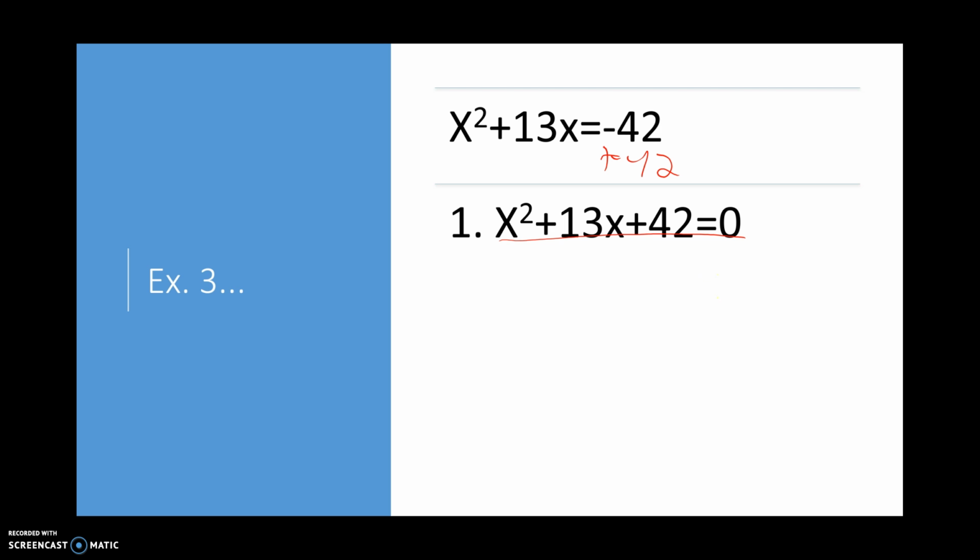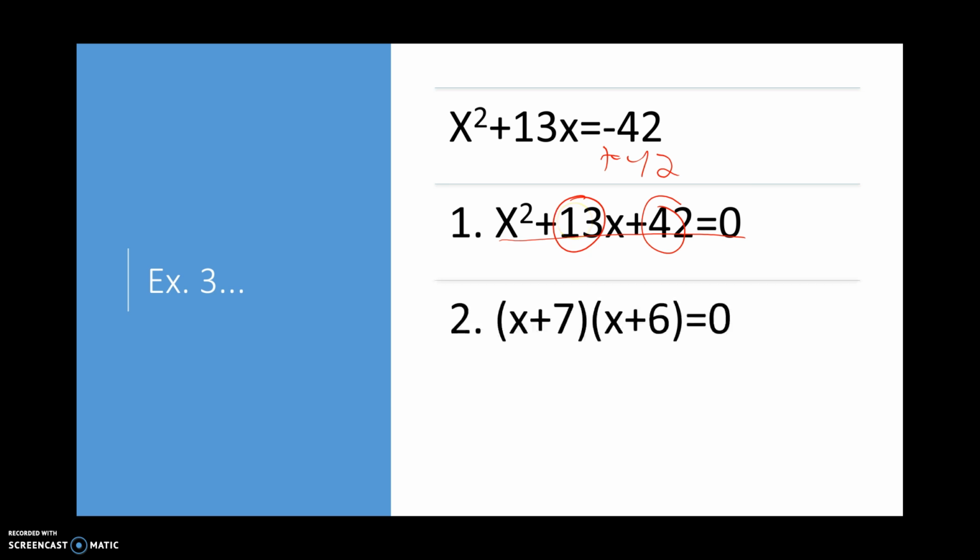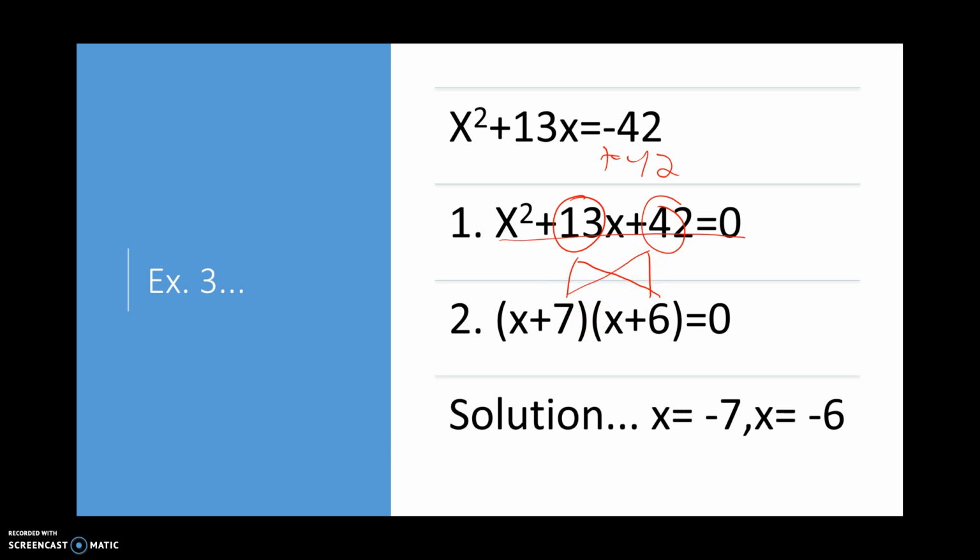Now what we're going to be doing is factoring. What times something else equals 42, but those two numbers added equals 13? The thing that comes to mind for 42 would be 7 times 6. And of course, 7 plus 6 equals 13. So in step 2, x plus 7 times x plus 6 equals 0. 7 and 6 added equals 13. 7 and 6 multiplied equals 42.